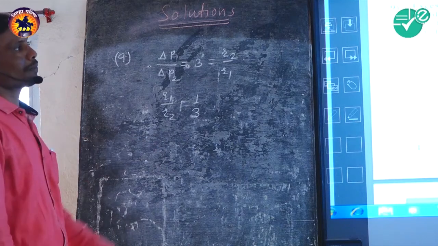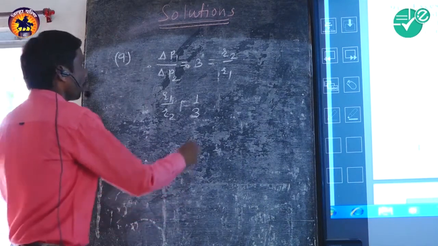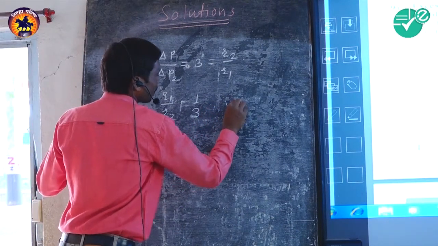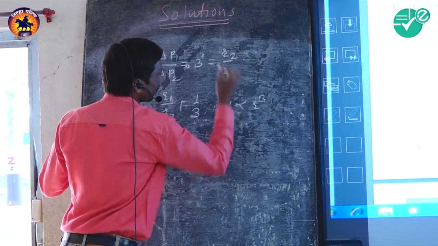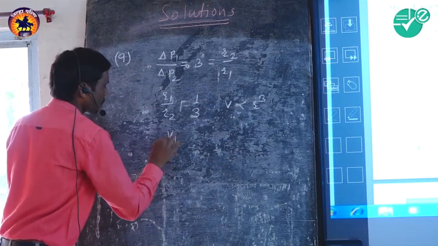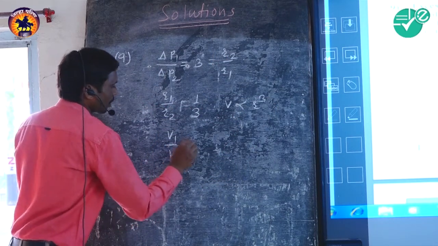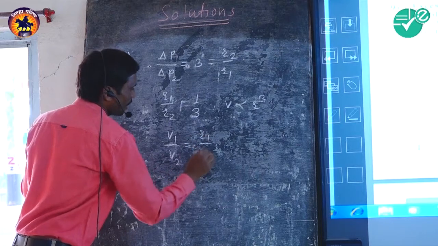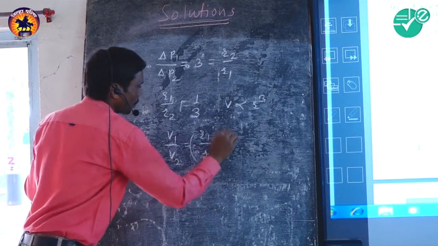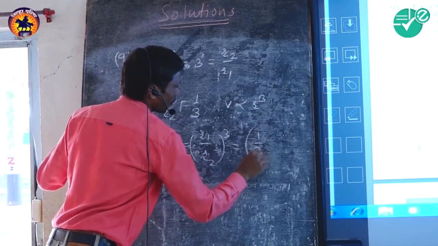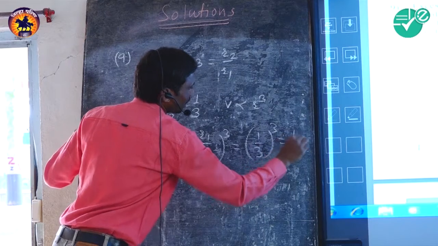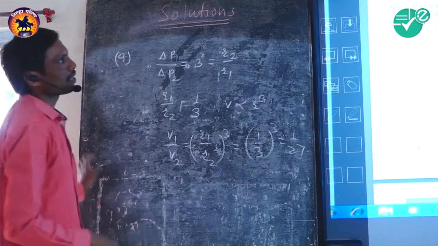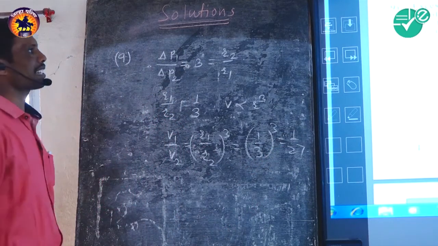Then given to determine the ratio of their volumes. We know volume is proportional to R cube. It means V1 divided by V2 is equal to R1 divided by R2 whole cube, and that is equal to 1 by 3 cube, and that is equal to 1 by 27. It means option C is correct.